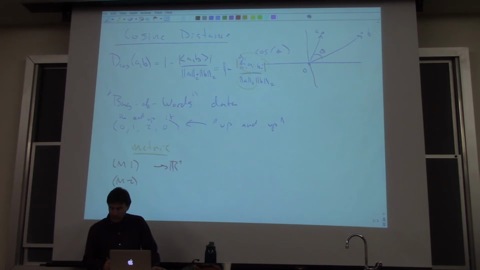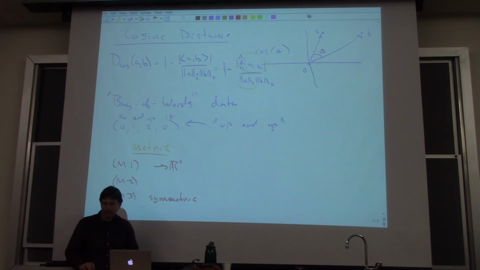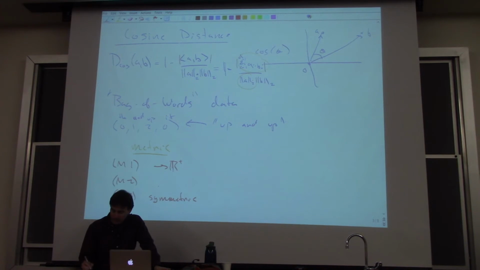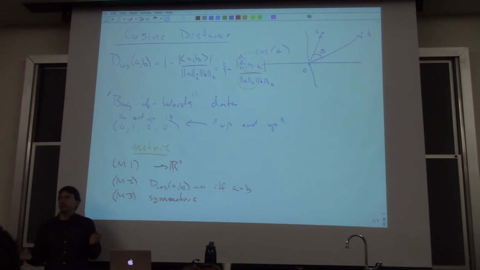Okay, so M2, let's come back to M2. Let's say M3. M3 was if this was symmetric. Right? The distance should be the same from A to B as it was from B to A. And all the operations I do are symmetric between A and B. Right? Let's look at M2. M2 was D cosine AB equals 0 if and only if A equals B. Is this true? How can I see if this is true?